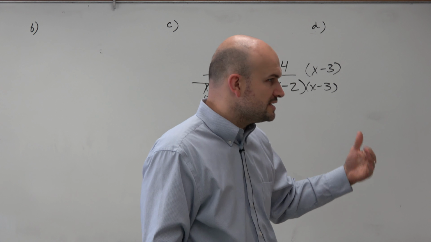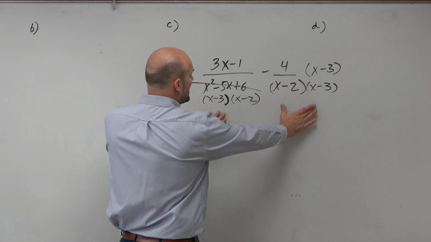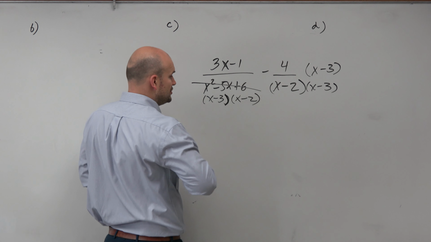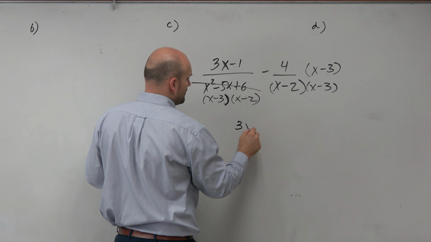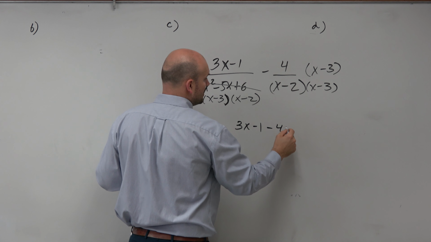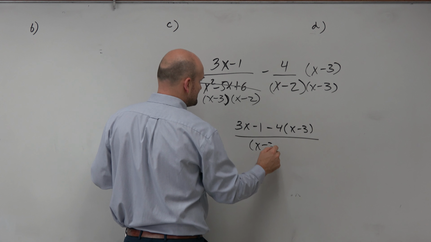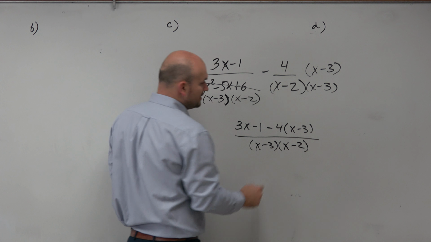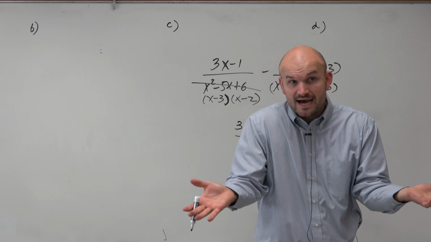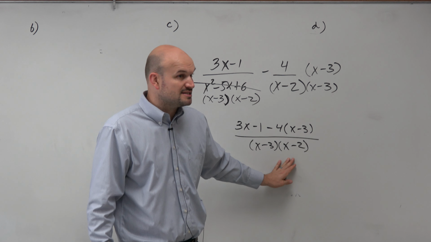Please make sure that you are producing equivalent fractions, multiplying on the numerator as well as the denominator. But now we have fractions that have the same denominator. So now I'm just going to apply operations in the numerator. And what I mean by that is this is a negative 4. So that's a negative 4 times x minus 3. And then we're going to write this all over the common denominator of x minus 3 times x minus 2. Now, could we multiply these together? Yes. But to save yourself some time, I'm not going to require that you multiply these out together. I'm going to leave this in factored form.